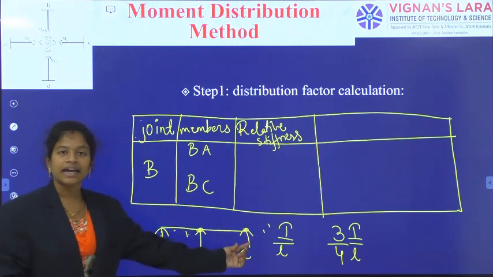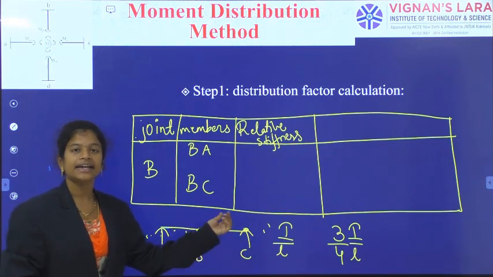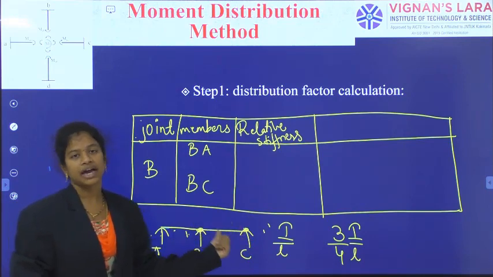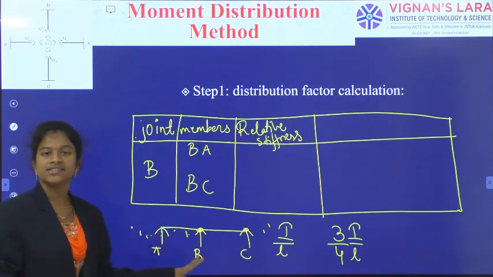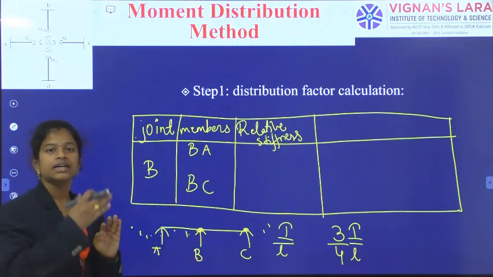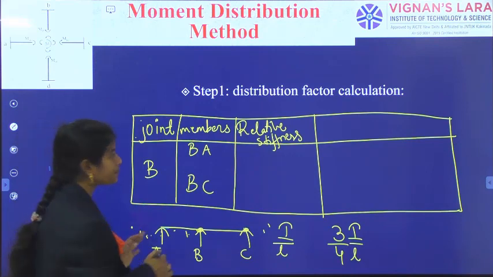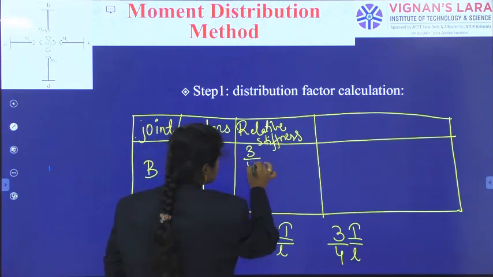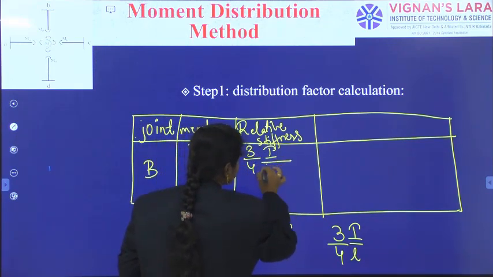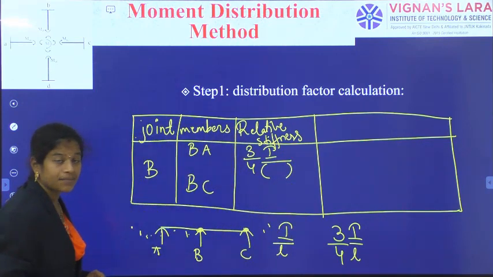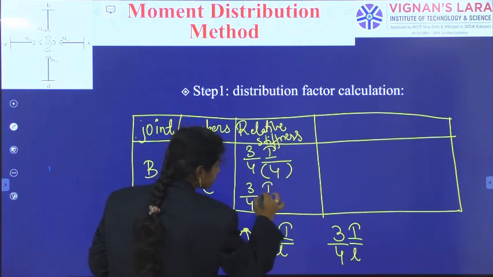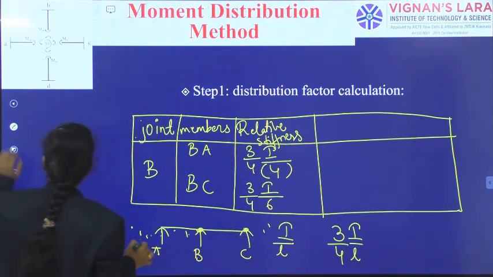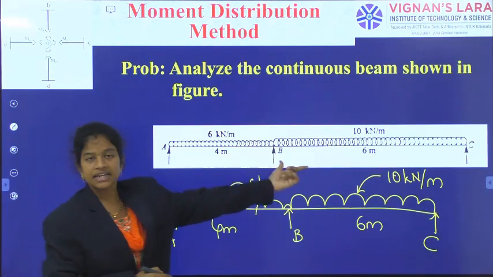If the farther end is hinged, I will calculate the relative stiffness as 3/4 I by L. Here, the two members have farther ends with hinges only, simple supports, right? So the simply supported ends are there. That's why the relative stiffness is equal to 3/4 I by, what is the length of the span AB? That is 4 meters. And here also 3/4 of I by 6, right? So, 4 meters and 6 meters.